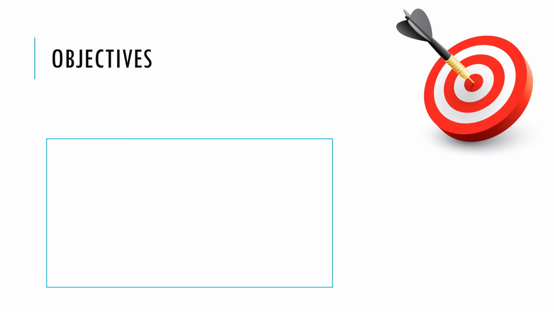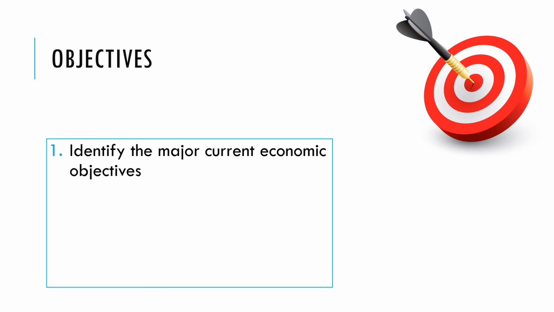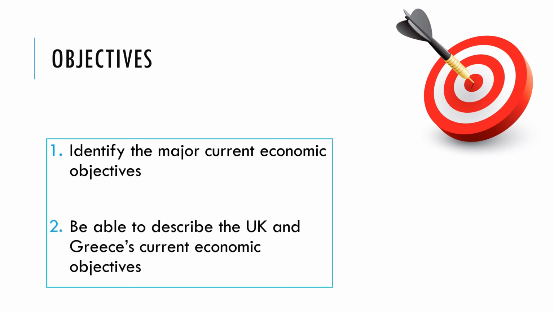So in this video, we've looked at the major current economic objectives, the 7 that governments are likely to have, prioritizing the top 4. And then we've looked in a little bit more detail at the UK and the Greek government's particular objectives and the ones that they feel are important.